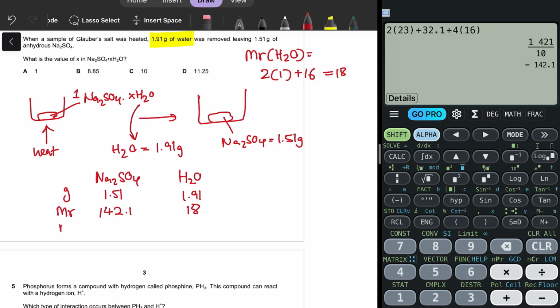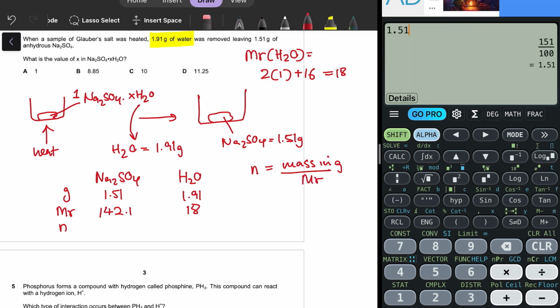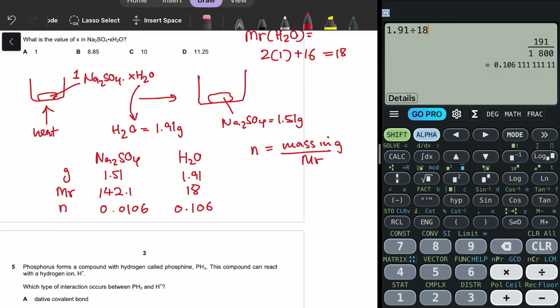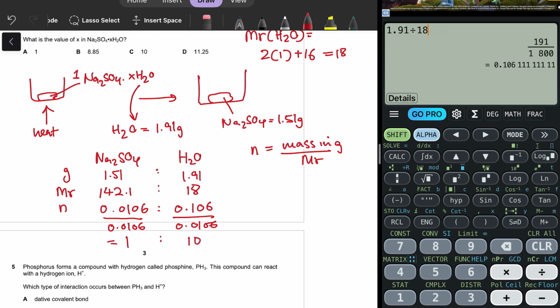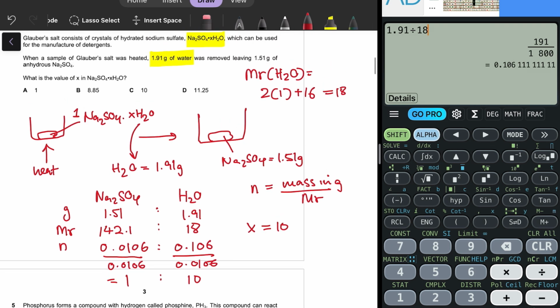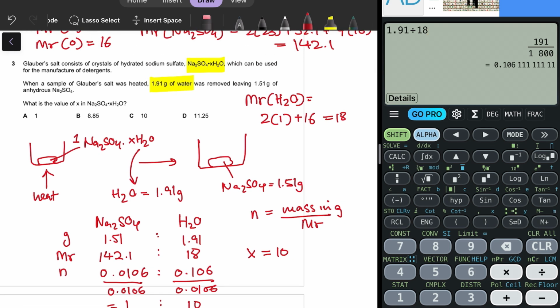Now, if we're going to calculate the moles, represented by n, it is equal to the mass in grams divided by the MR. 1.51 divided by 142.1 is equal to 0.0106. Then we want to find the smallest ratio. So we're going to divide, and that will give us 1 and 10. So that means the molar ratio of sodium sulfate to water is 1 to 10, thus X must equal 10. So our answer is actually going to be C.